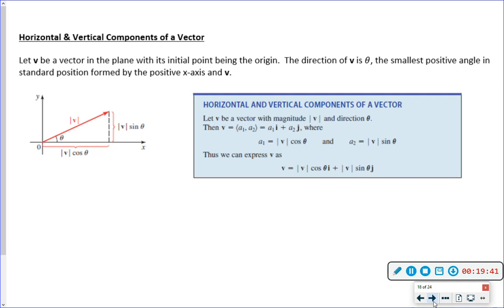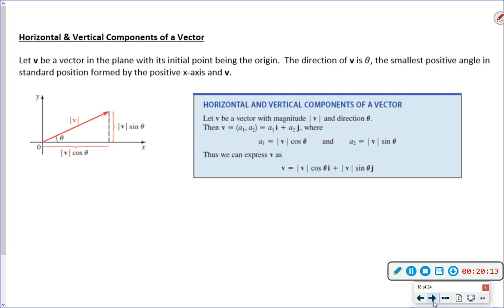So this is why we always, of course, do polar coordinates first. The direction of v is theta, the smallest positive angle in standard position. So, just like when we were doing our polar coordinates, our x coordinate you have to do cosine. Cosine's our horizontal distance, sine, of course, the vertical distance. So it's kind of the same idea as what you were using on your polar coordinates. So when we look at this craziness, let v be a vector with magnitude and direction theta.